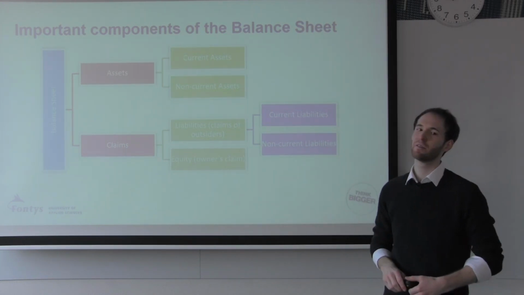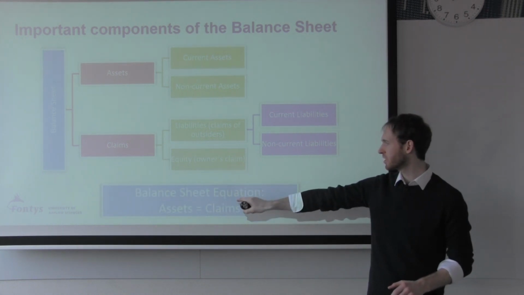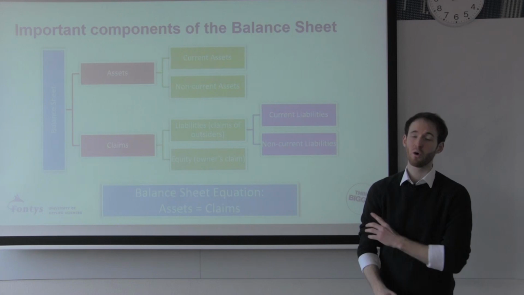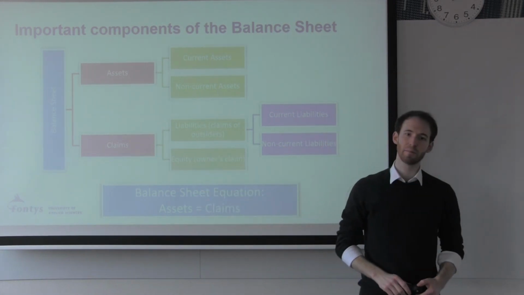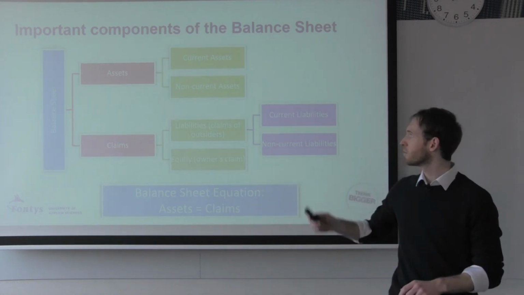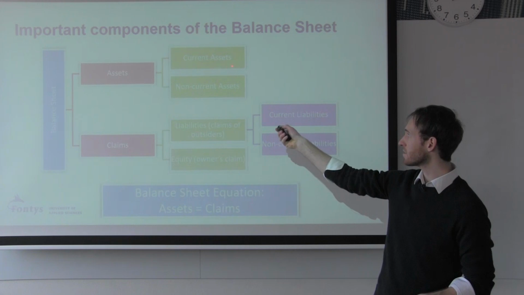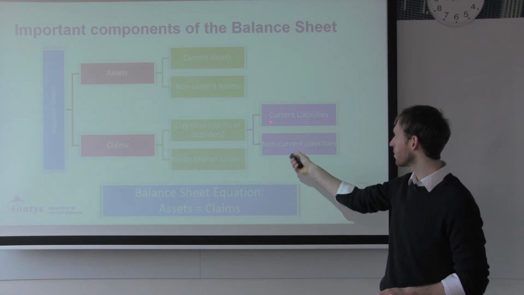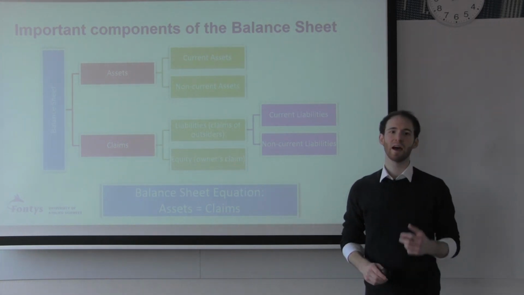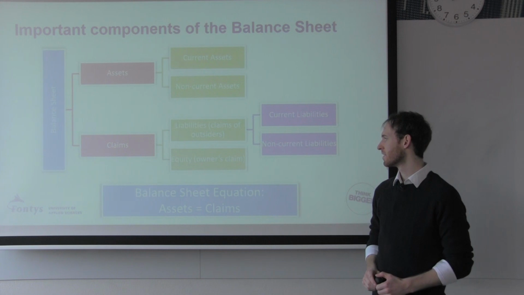And this is the relationship that we actually consider when looking at a balance sheet. The balance sheet equation is assets equals claims, or you could also say assets equals liabilities plus equity. Important is also that you can further classify assets and liabilities. There are current assets and non-current assets, and also current liabilities and non-current liabilities. And this is something we have to understand now when looking at the next slides.